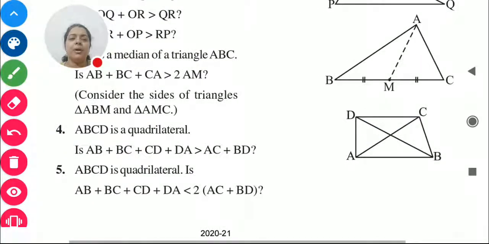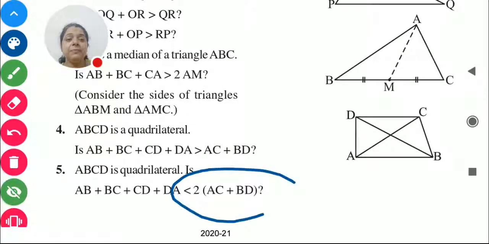In question number 5, you need to find out AB plus BC plus CD plus DA. Actually, is it the same over here? Is it the same? I must say no. If it is like that, I must say no. But it is asking yes or no. That you need to find out.